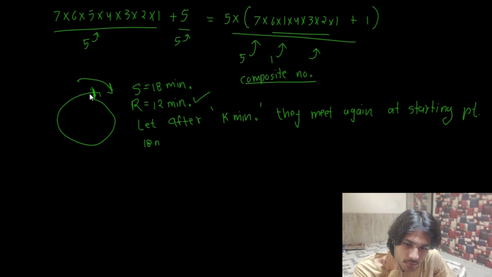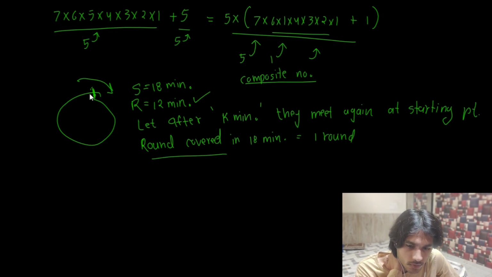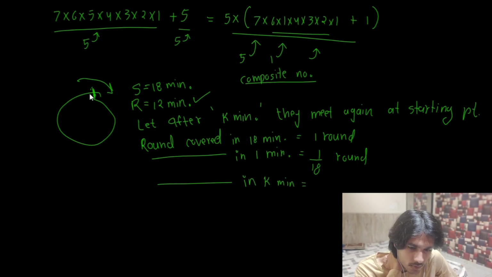So 18 minutes equals one round. Yeah, I could simply write it like this: round covered in 18 minutes equals one round. I'm talking about Sonia, right? Then round covered in 1 minute would be 1 by 18th round, right? Then round covered in k minutes would be 1 by 18 multiplied by k. So it will be k by 18 round.